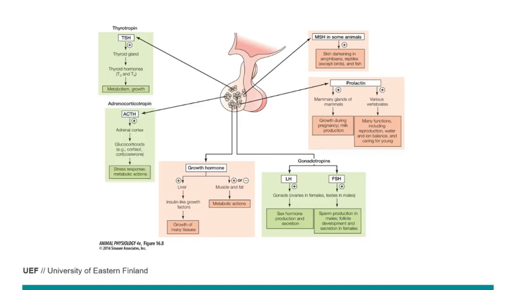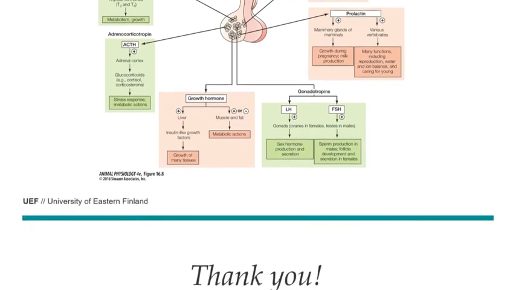And then last but not least, we have adrenocorticotrophin, ACTH, that affects the adrenal cortex. The adrenal cortex then releases glucocorticoids like cortisol, and that affects stress responses, etc. And this adrenocorticotrophin is something that we are going to discuss in a little more detail in the next video. Thank you.